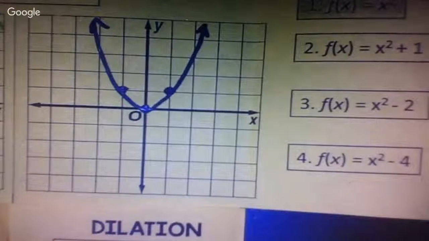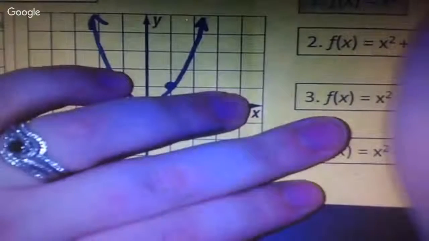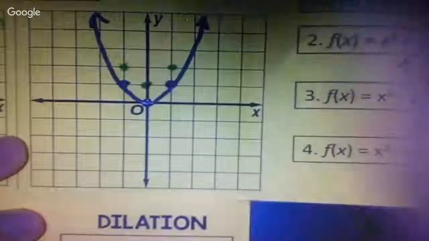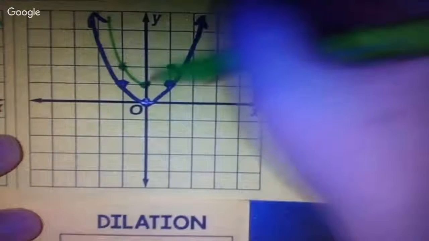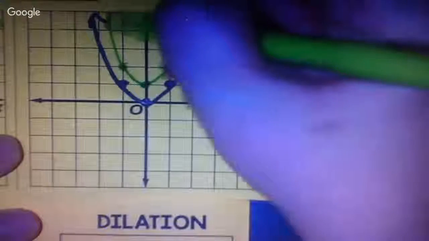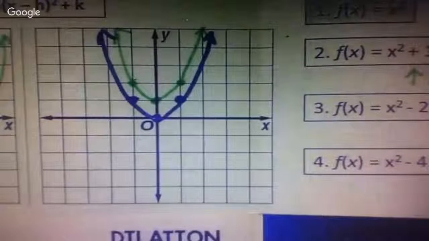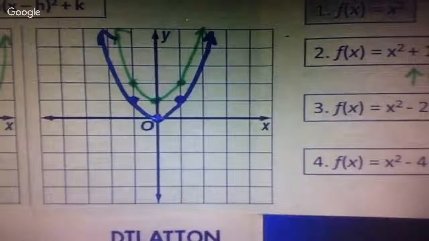So if I do x squared plus 1, not in parentheses, it moves it up 1. So this graph looks like this. So it's like a dilation? No, your A. This is a translation, but it's a vertical translation this time.